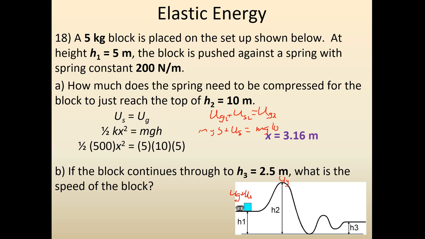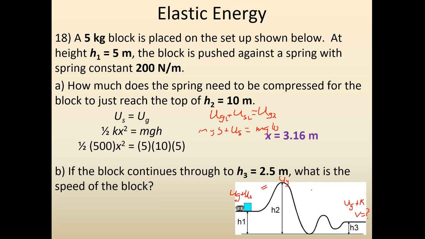All right, now for part B, it says it wants to know what the speed is at this location. Now, this is the nice thing about doing this with conservation of energy, it doesn't matter which points I set equal to each other because conservation of energy says that they're the same. Based off of what I wrote here, I have UG plus US at this point. I have UG at this point, and then down here I'm going to have some potential and some kinetic.